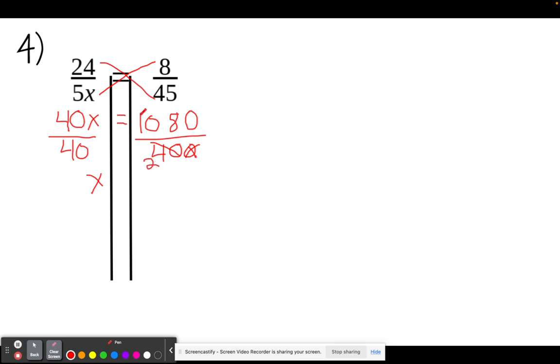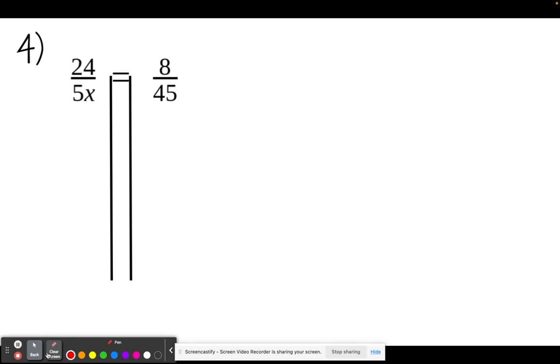If I divide 1080 by 20, well, 20 goes into 105 times and into 84 times. So I get 54 over 2. Well, now I can see 2 goes into both of those, and I can just divide. 54 divided by 2, and I get x is equal to 27. That was fun. Let's try another one.